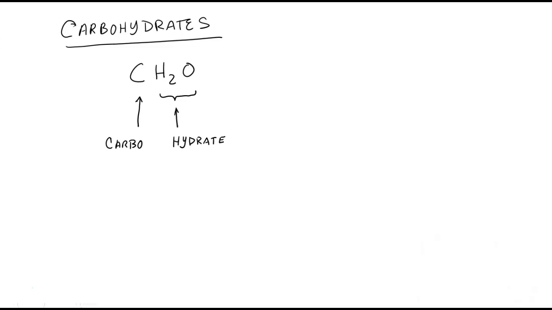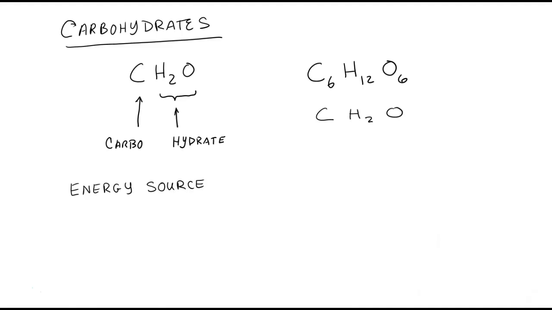And of course, the most common carbohydrate is going to be glucose, C6H12O6. And notice that for every carbon and oxygen atom, there are 2 atoms of hydrogen, CH2O. Why do we need carbohydrates in our diet? Well, we need carbohydrates for energy. This is our primary energy source, either for quick energy, in which case we'll use glucose, or to store energy, in which case we will store glucose as glycogen in the liver and muscle.